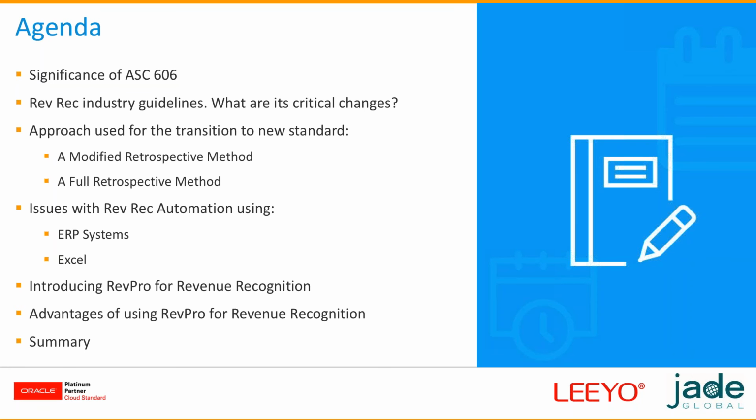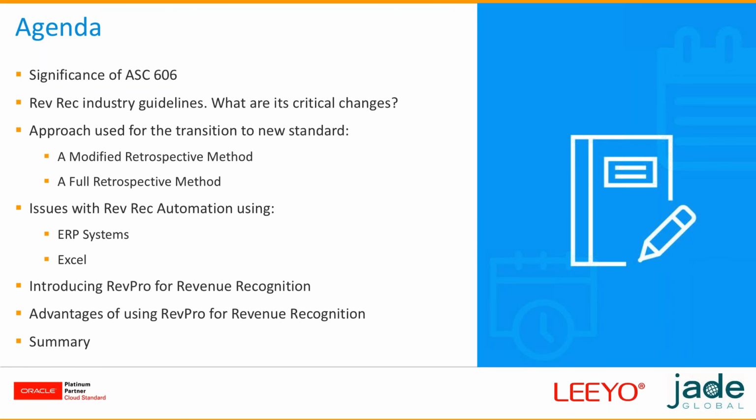And then Sai is going to jump into introducing the product, RevPro, which is one of the solutions that you can use to automate and make sure that you have a systematic solution for your revenue recognition challenges. And then we'll wind up with a summary slide which talks through what are the pieces of information that you need to look at and work through to be compliant coming soon in beginning 2018.